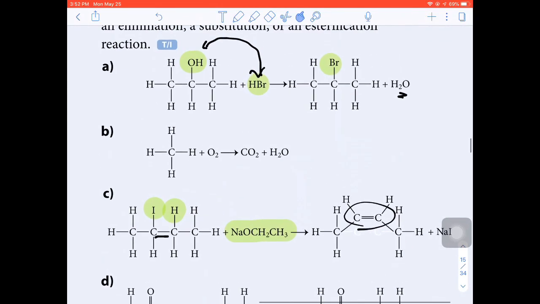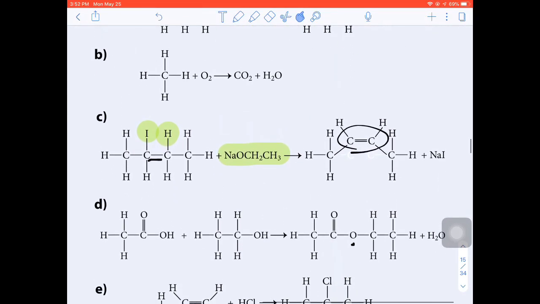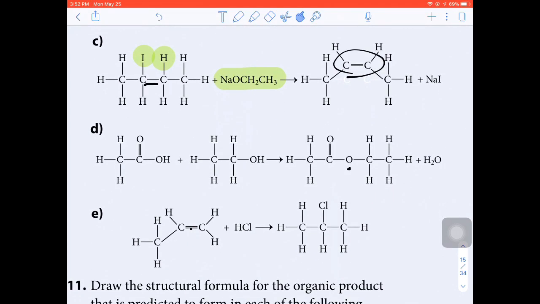All right, so reaction A was substitution, reaction B was combustion, reaction C is elimination. Reaction D, I'm seeing, right off the bat, 2 reactants. One is a carboxylic acid and one is an alcohol, so I know it's going to have to be an esterification reaction. So again, remember what's going to happen. The OH is coming off here, the hydrogen's coming off here, and then this O will now couple to C.